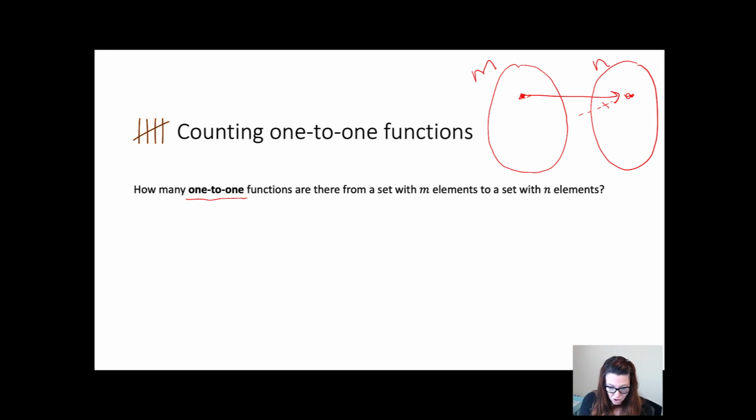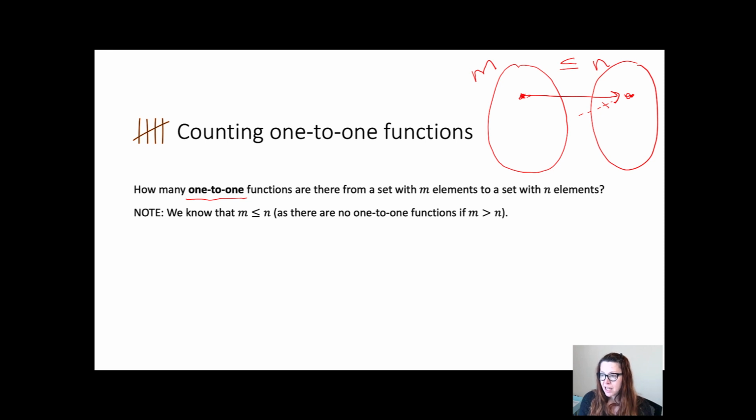Okay? So what you know about that is this. We know that M must be smaller than or equal to N, because otherwise we have a problem. If M is bigger than N, what would happen? If this was bigger, then I would run out of elements. So M cannot be bigger than N. All right. No two elements in the one-to-one function correspond to the same element. Exactly.